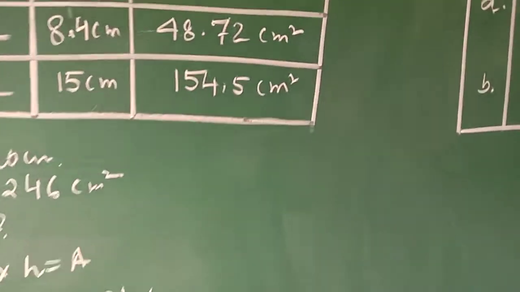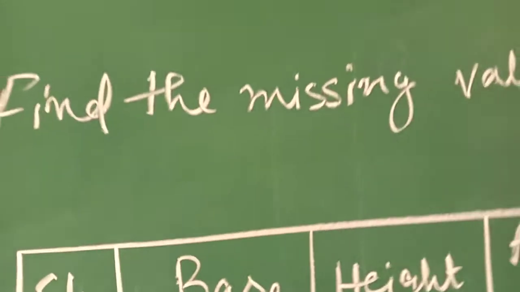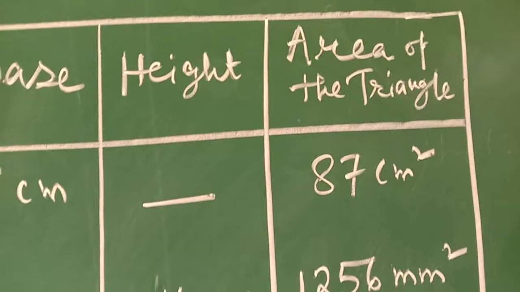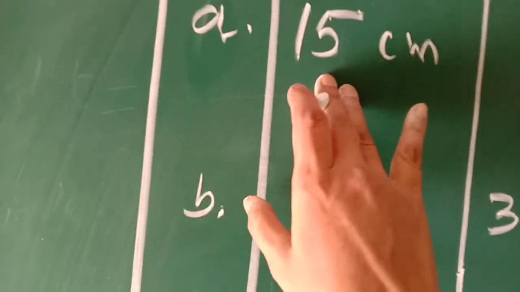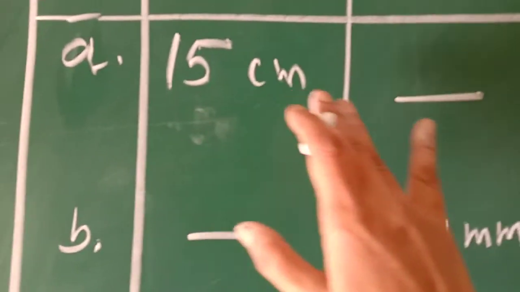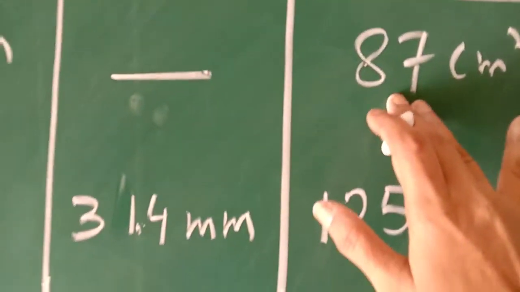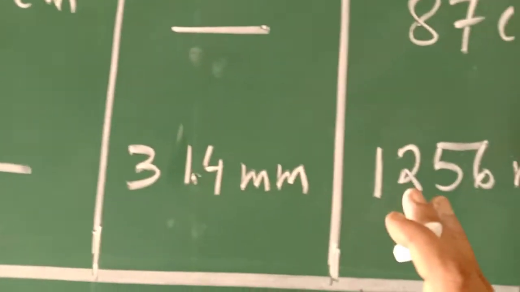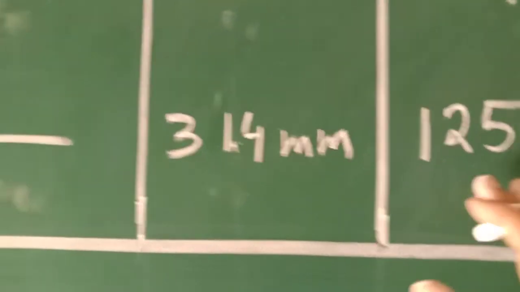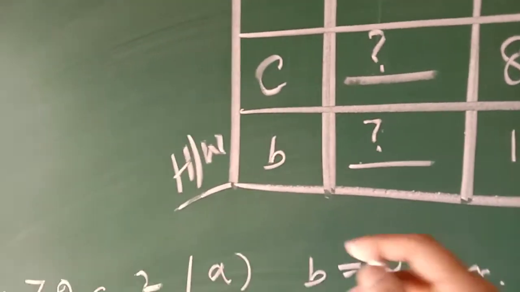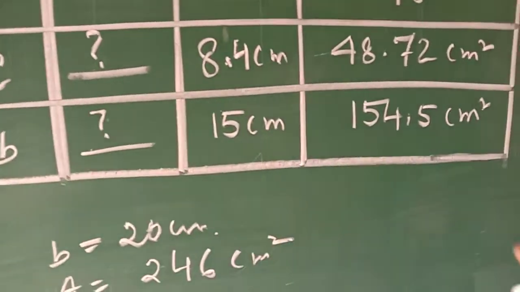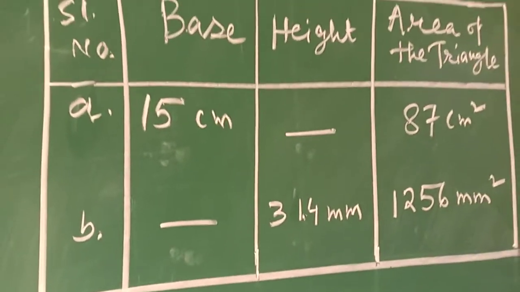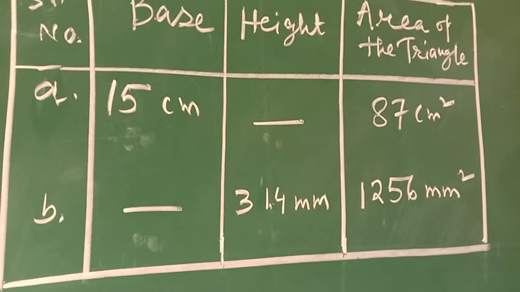Next question is, find the missing values when base and height of the triangles are given. In question number A, base is given, height is missing and area is given. Question number B, base is missing, height is given, area is also given. In the previous chart I gave the last one as homework for you. Here I have not given any homework, but you have to practice a lot. If you want to be expert at this kind of sums, you have to practice a lot.